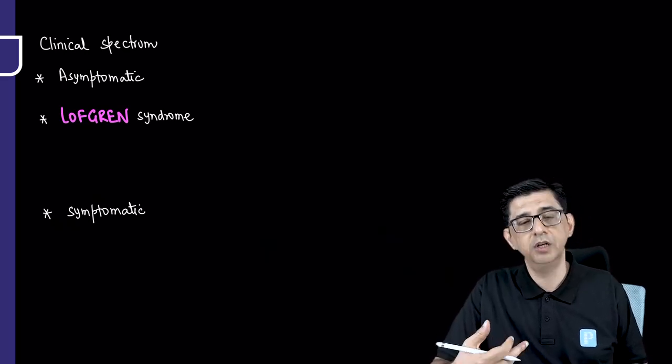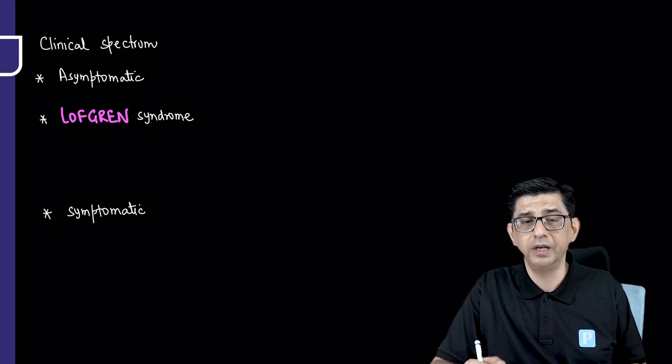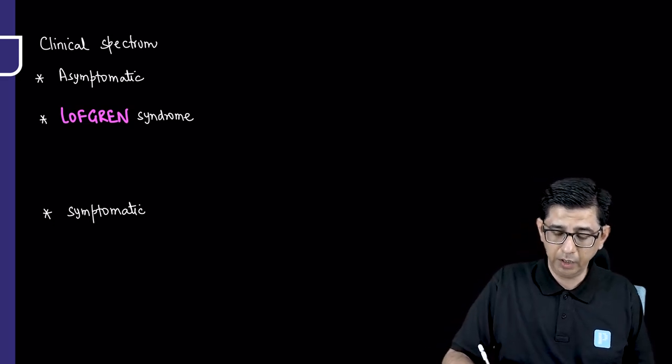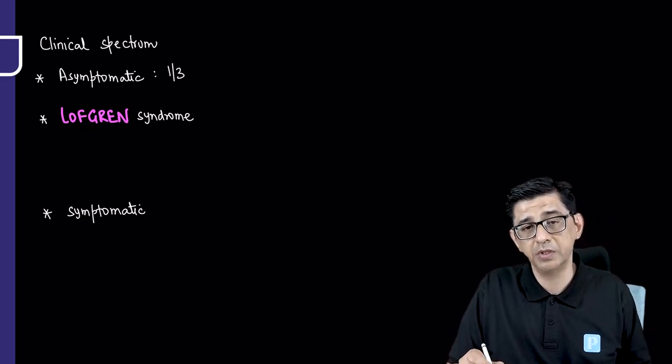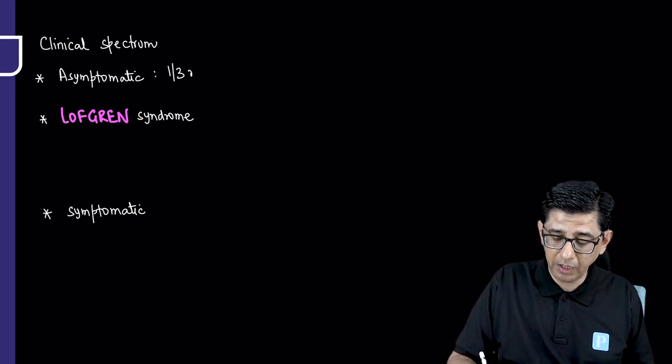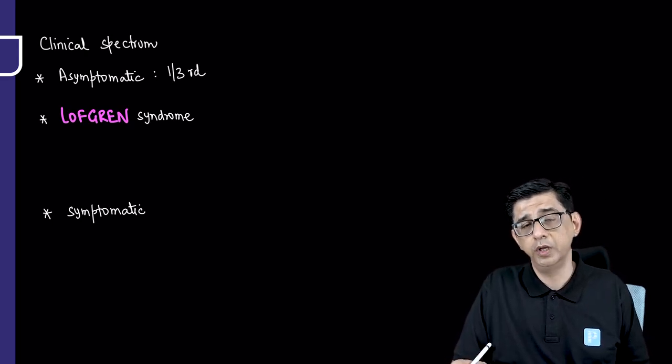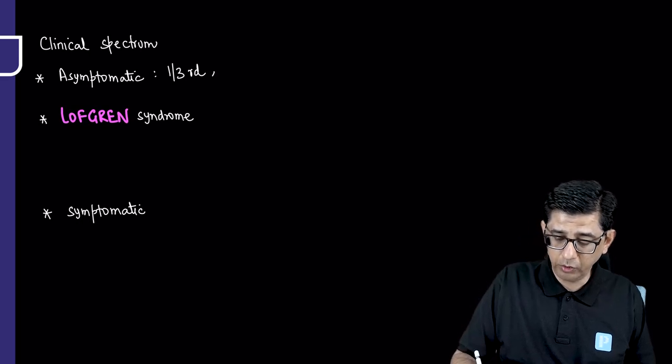Before I mention the clinical features, I would also like to mention the clinical spectrum of the disease. It can be asymptomatic. A large number of cases of sarcoidosis, about 33% of these cases, can be asymptomatic as well. So, well, how would they be detected? Well, they would be detected on a routine chest X-ray.